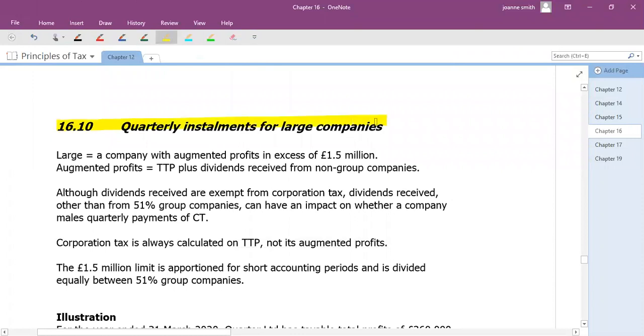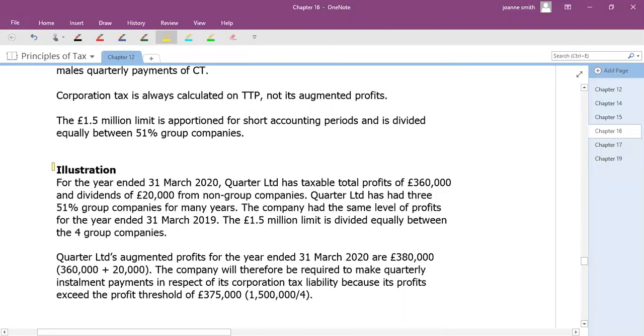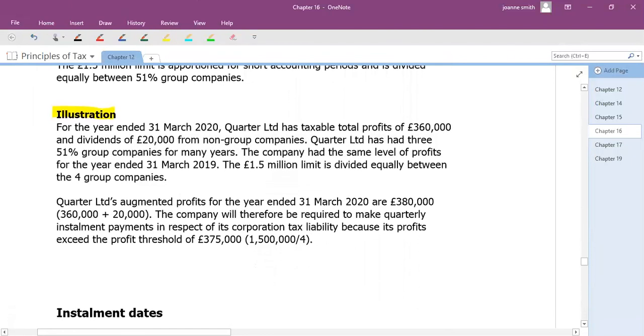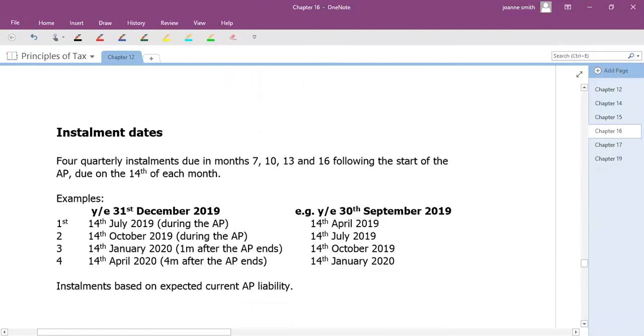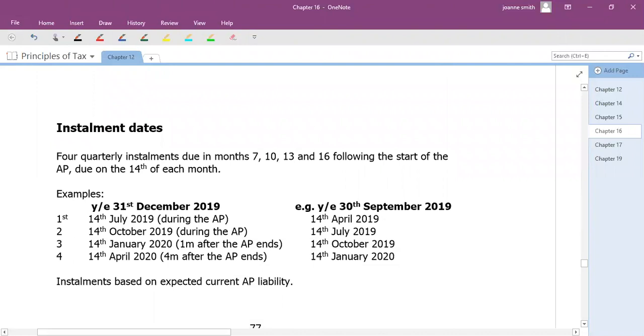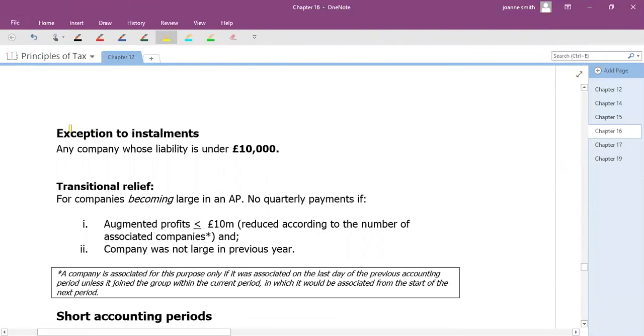In the last question that I did with you for Ballpoint, I showed you how to do the quarterly instalments. So where you test that augmented profit, which is that total taxable profit and dividends received, if it's above 1.5 million, then you will have to pay instalments. And there is actually a worked example here of how those instalments work: how you work out what the tax is, and then you just divide it by 4, and then how the dates work, as we can see here. So have a look at that if you weren't quite clear with what we were doing in the Ballpoint question.